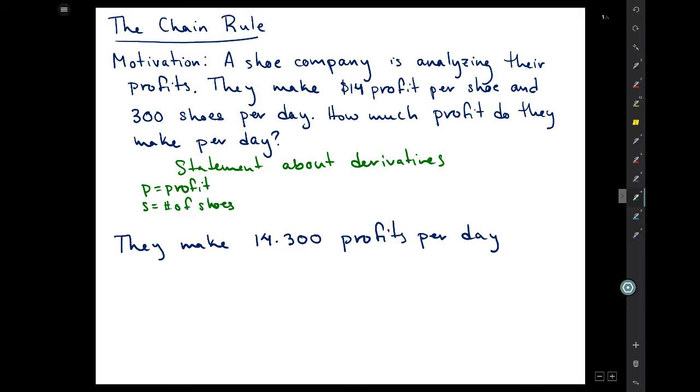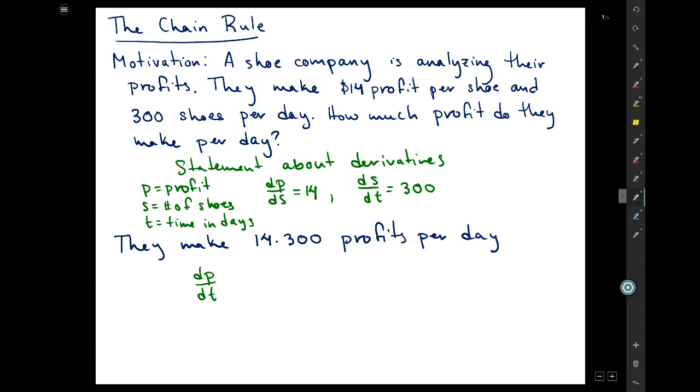then what we're saying when they make a $14 profit per shoe is we're saying that dP/dS is equal to 14. And if we let T be time, measured in days, when we say that they make 300 shoes per day, what we're saying is that dS/dT is 300. So what we're calculating when we multiply 14 times 300, this profit per day, is dP/dT.